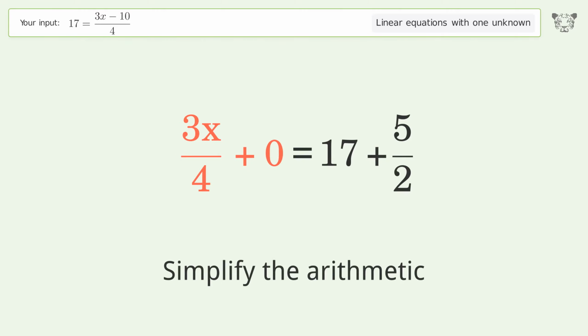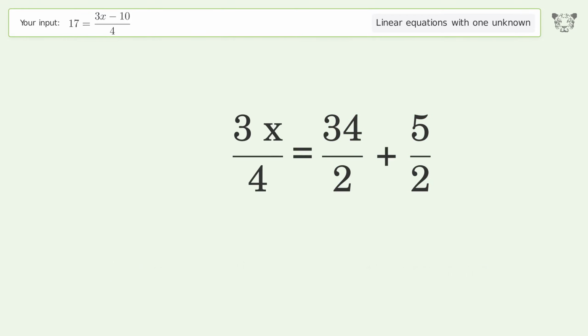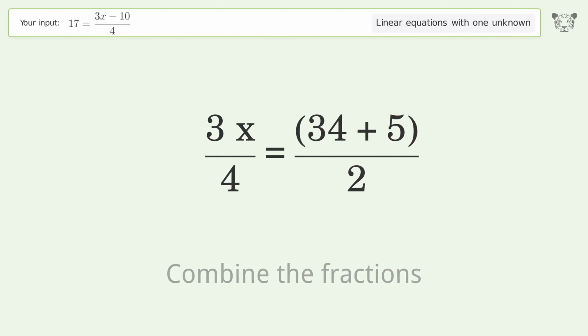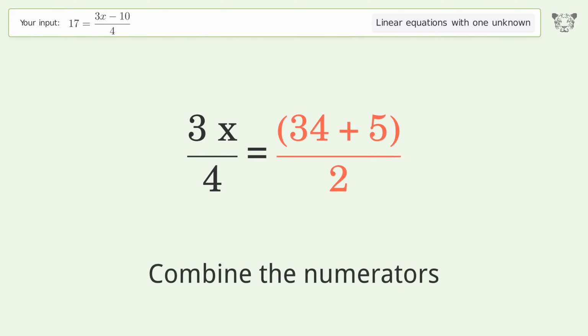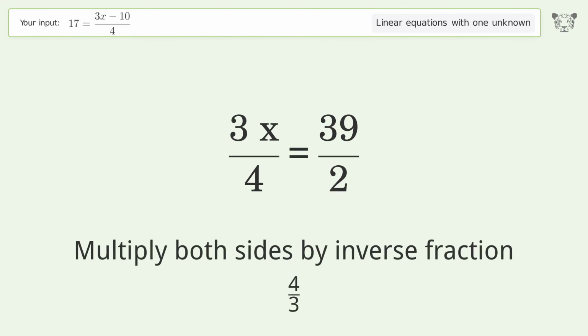Simplify the arithmetic. Convert the integer into a fraction. Combine the fractions. Combine the numerators. Isolate the g. Multiply both sides by inverse fraction 4/3.